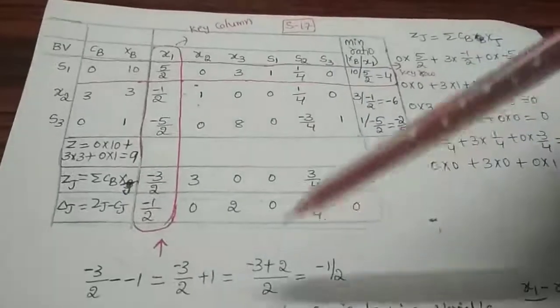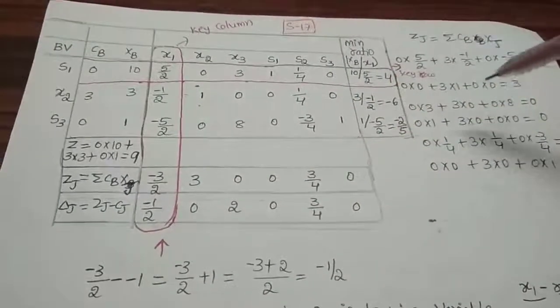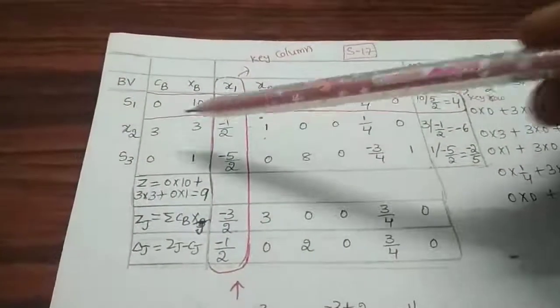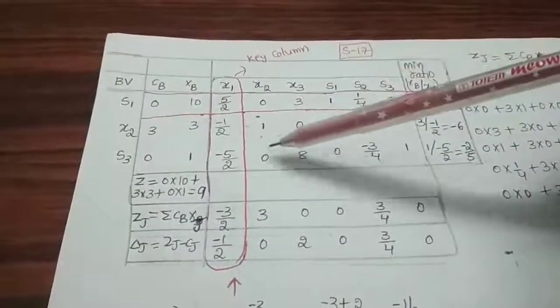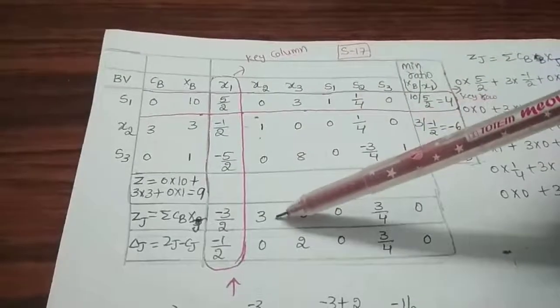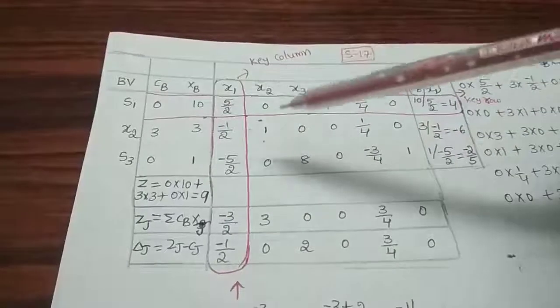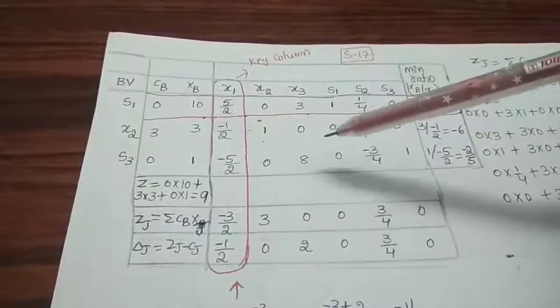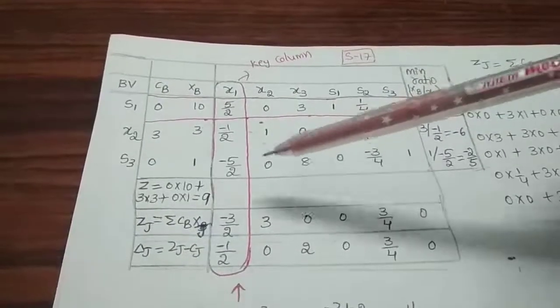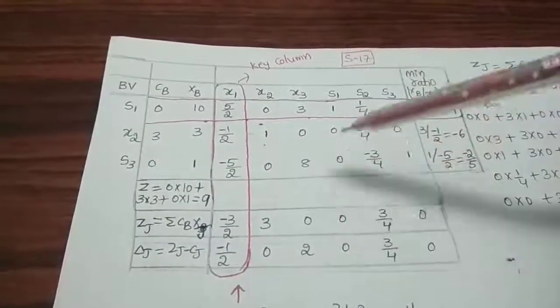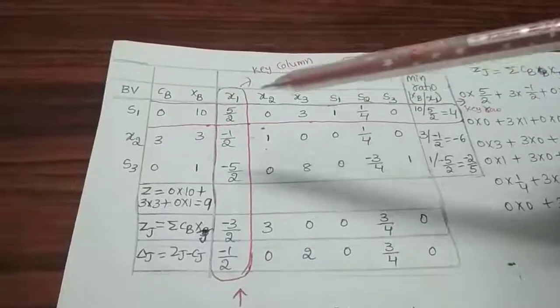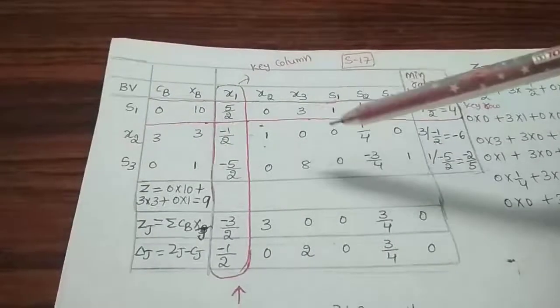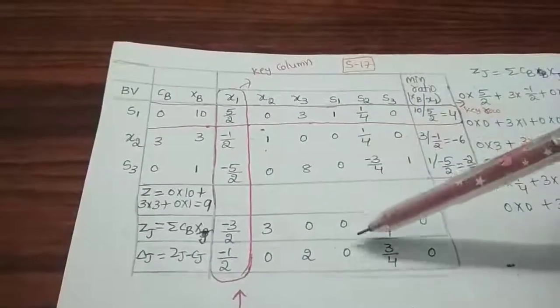If anyone does not understand how we get the values, I gave it here clearly. Once again check these values. I will explain here: 0 into 0 plus 3 into 1 plus 0 into 0, that equal to 3. 0 into 3 plus 3 into 0 plus 0 into 8, that equal to 0. Now coming to S1: 0 into 1, 0, 3 into 0 plus 0 into 0, that equal to 0.